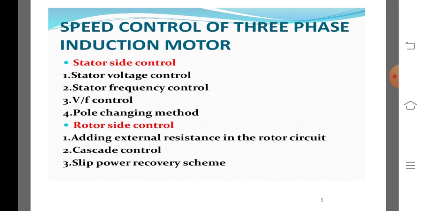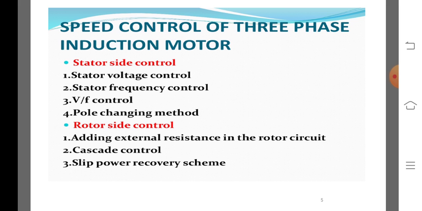On the stator side, control is by changing the applied voltage, by changing the applied frequency, by changing the number of stator poles, and by voltage by frequency control. Those are all classifications under the control of the stator side. Next, the rotor side: rotor rheostatic control, operating two motors in cascade, injection of an EMF in the rotor circuit, and slip power recovery control. So these are the rotor side controls.